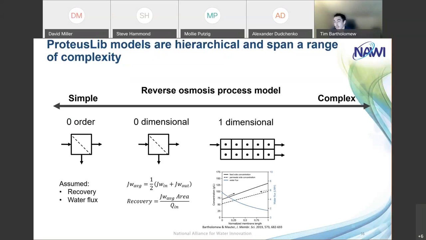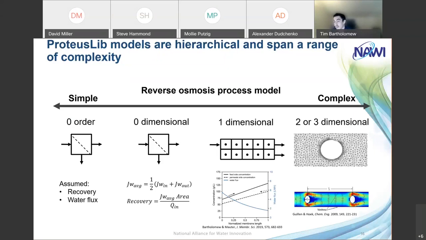One-dimensional models are more detailed. They really lay out the whole profile of the water flux and all of the state variables across the membrane stage. And then we also can get to 2- or 3-dimensional models, which are very complicated and are representing fluid flow in a mesh-filled space or channel. And unfortunately, these very complex models are too computationally intensive to be able to use at the process scale in a flowsheet type of simulation model.